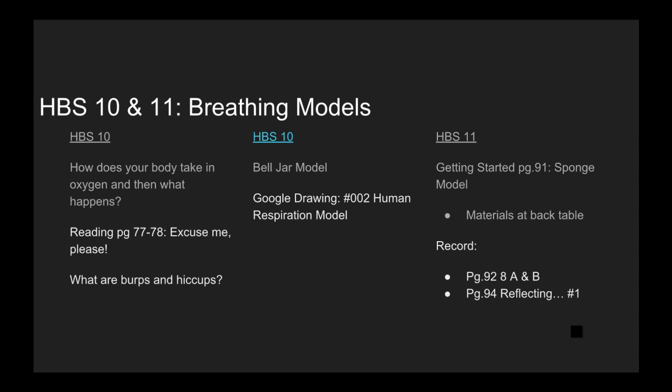So there is how it breaks down, working from left to right across the screen. You start with the HBS 10 hiccups, move on to the bell jar, the Google drawing, and then finish up with the sponge model and revisit the model before you go.